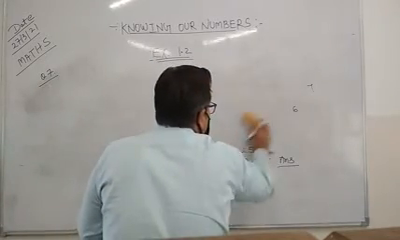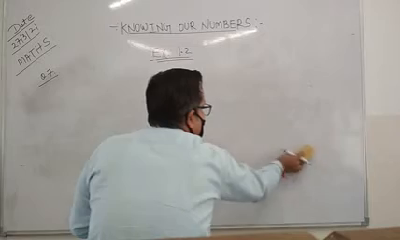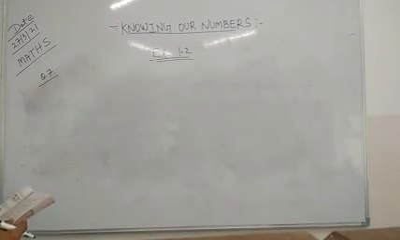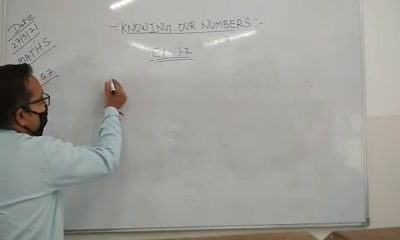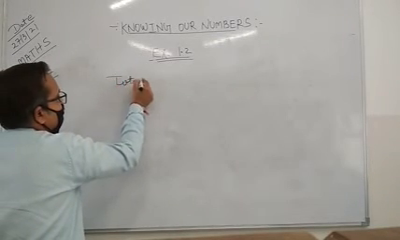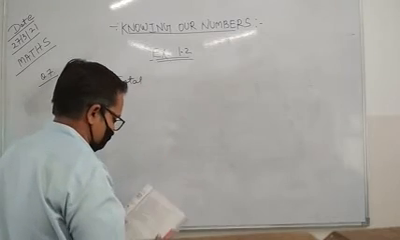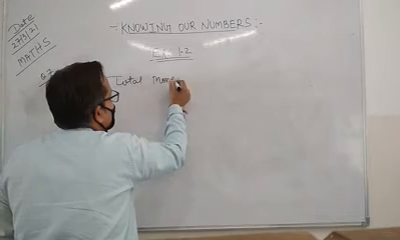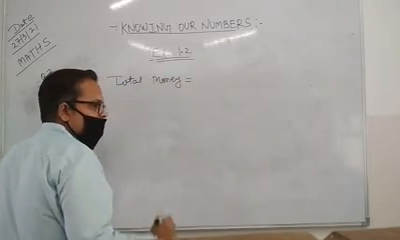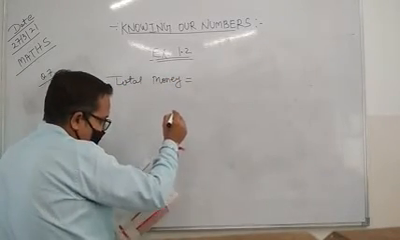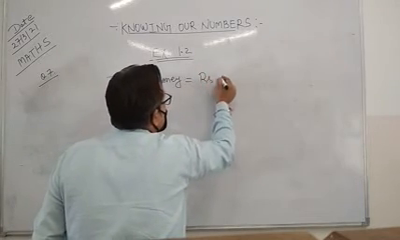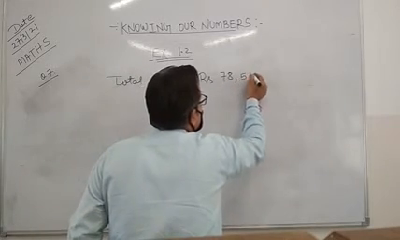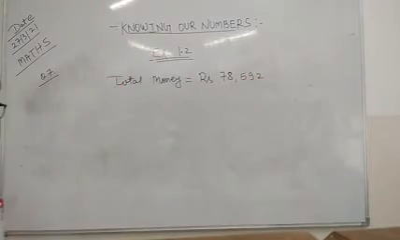First of all, we have to identify how much money she has got, the total money she has. How much total money has been given? It is 78,592 rupees. Okay, that has been given to us.